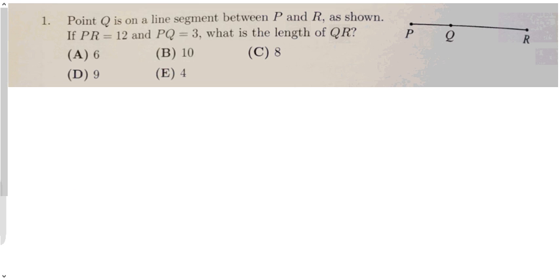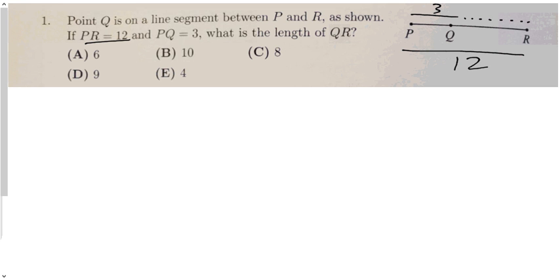Okay, these are the answers to the 2021 Pascal math test for some of the intermediate school students who took the test. Question one says PR is 12 units overall, and PQ, which is this distance right here, is 3. How long is the remaining distance?